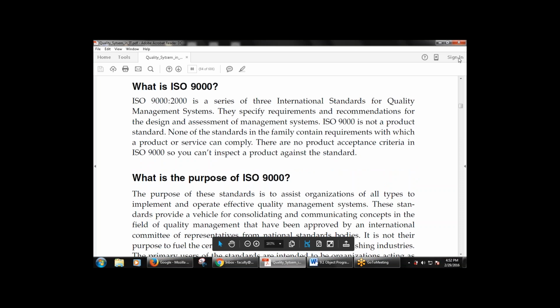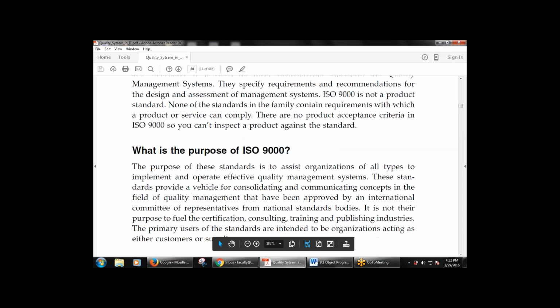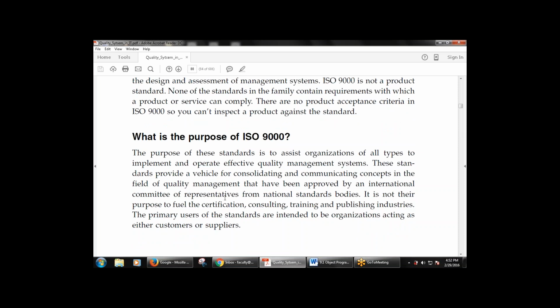Now, what is the main purpose of ISO 9000? What is the main usage? Why are we using ISO 9000? What is the main advantage of using ISO 9000? This is the next question.